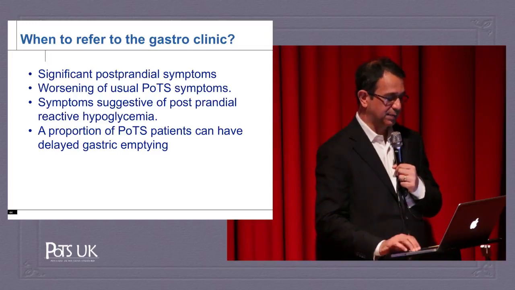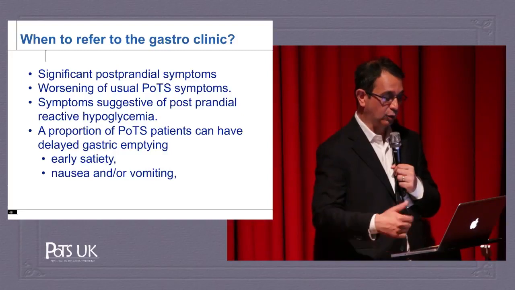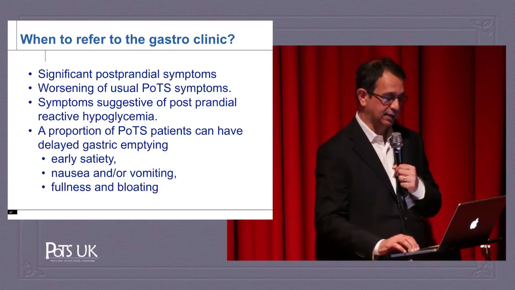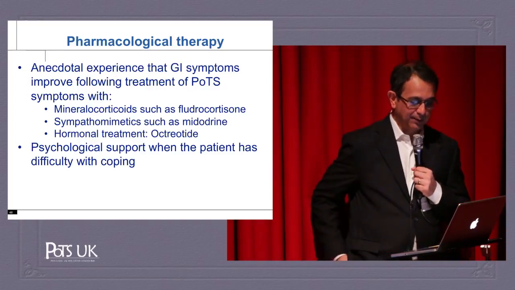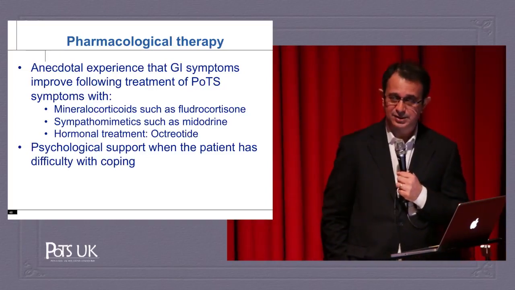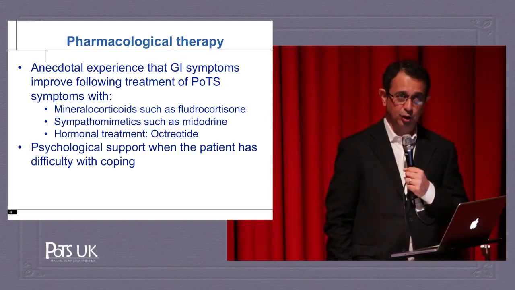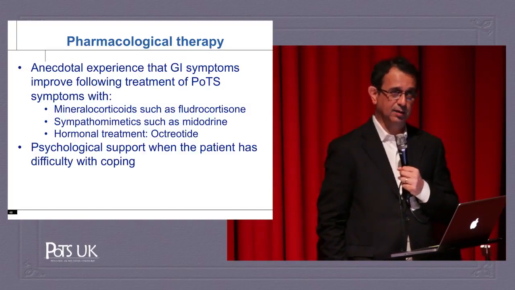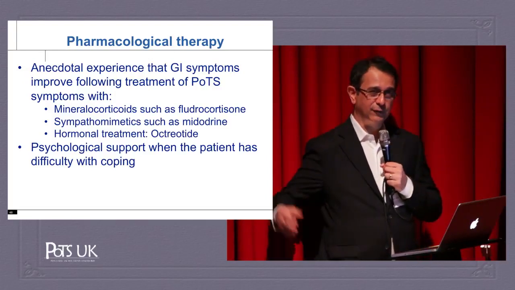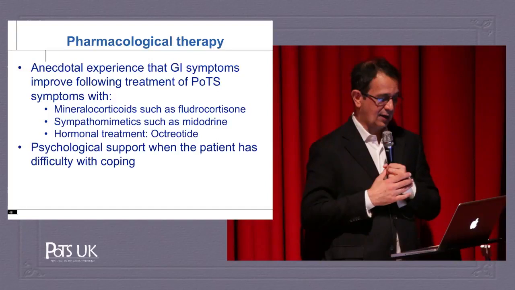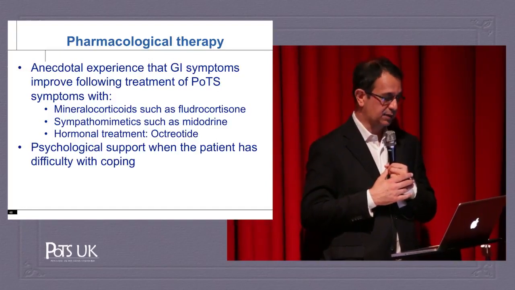And a proportion of these patients can have delayed gastric emptying, and therefore they will have early satiety, and that will cause the nausea and vomiting. It's worth recognizing this difference in pattern. In terms of pharmacological therapy, I think the mainstay is that you've got to treat POTS well. The autonomic and systemic features of POTS need to be treated well. And quite often that will have an effect on improving gastrointestinal symptoms as well.